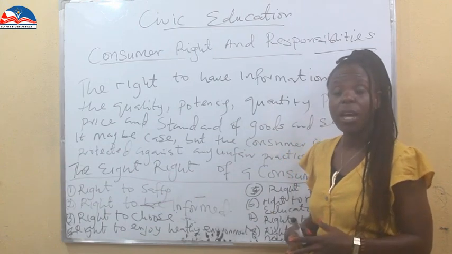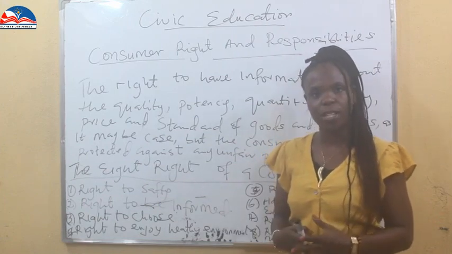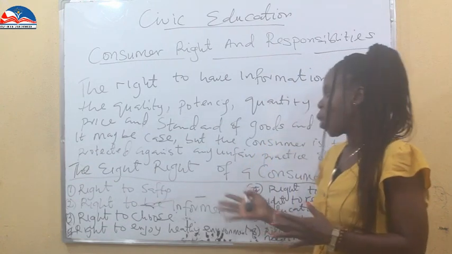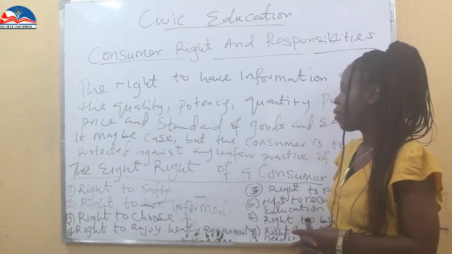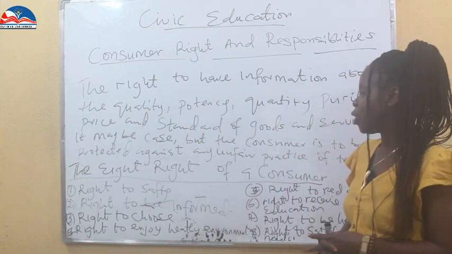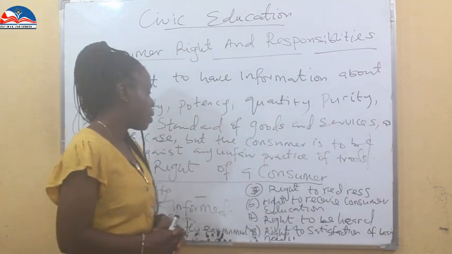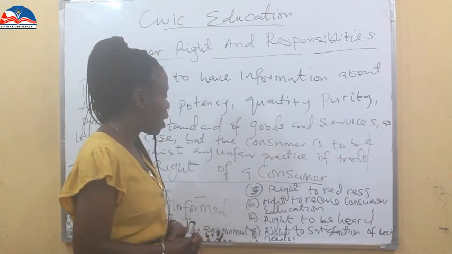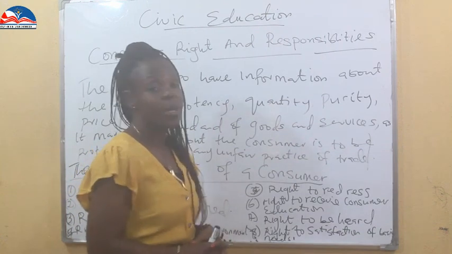That's our first objective. Then the second objective is the 8 rights of a consumer. And then the third objective is for us to explain them. So I'm going to list them now, which is the second objective, and then I'll take them one at a time. 1, right to safety. 2, right to be informed. 3, right to make choice. 4, right to enjoy healthy environment. Then the 5th one, right to redress. The 6th, right to receive consumer education. The 7th, right to be heard. The 8th, right to have satisfaction of basic needs.